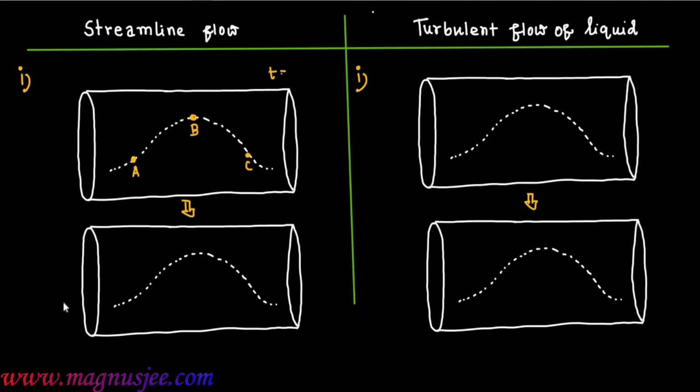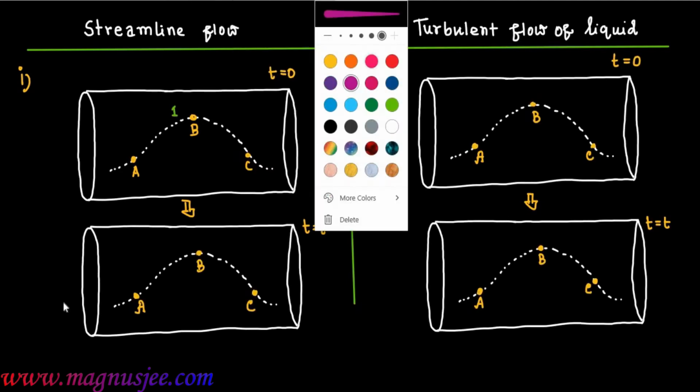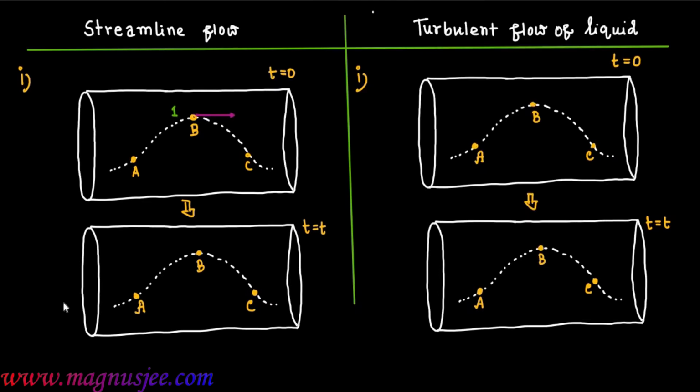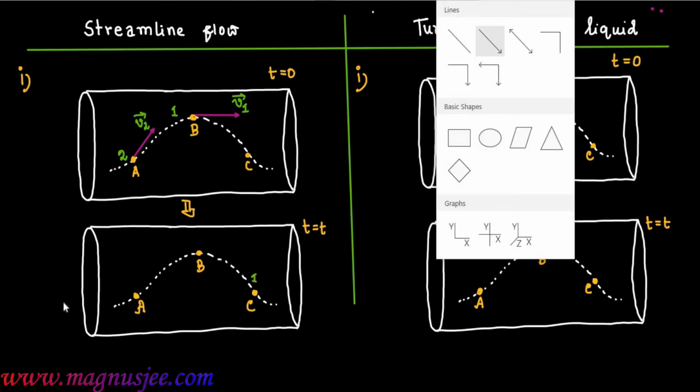A, B, C are the 3 points. First diagram is at an instant t equal to 0, and the second diagram is at instant t equal to t second. Now the particle 1 at the point B at instant t equals 0 has the velocity vector v1, and particle 2 at the same instant t equals 0 has the velocity vector v2 at the point A.